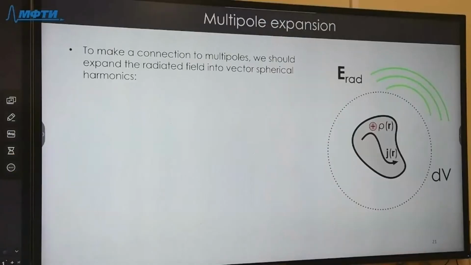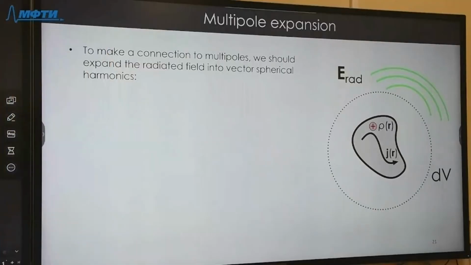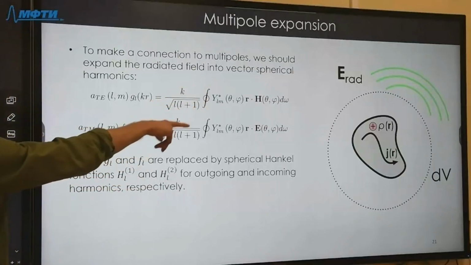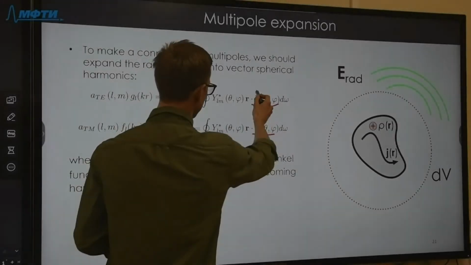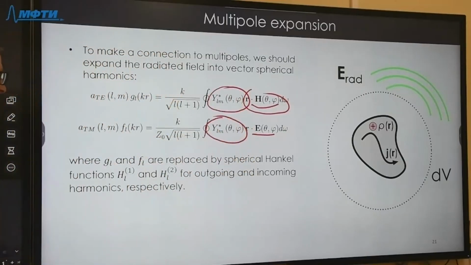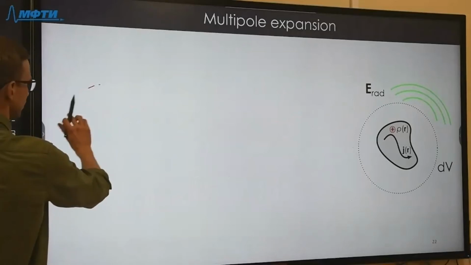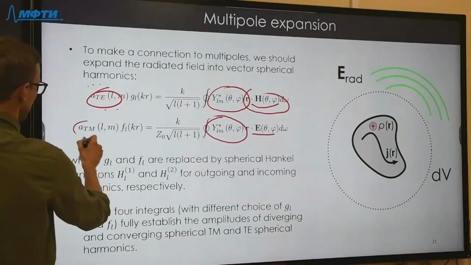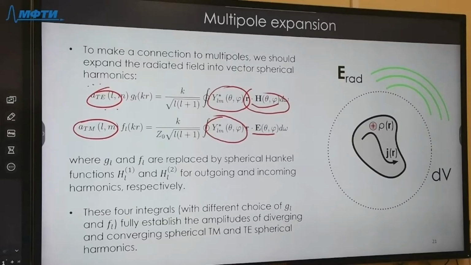Okay, so now we need to expand these fields into spherical harmonics. Vector spherical harmonics form a complete set in free space. So we can calculate the radiated fields using the Green tensor, and we can calculate the overlap integral of the radiated field with a particular scalar spherical harmonic. And that overlap integral gives us, in principle, the sought-for amplitude A_TE and A_TM, where A_TE is the amplitude of the transverse electric harmonic and A_TM is the amplitude of the transverse magnetic harmonic.